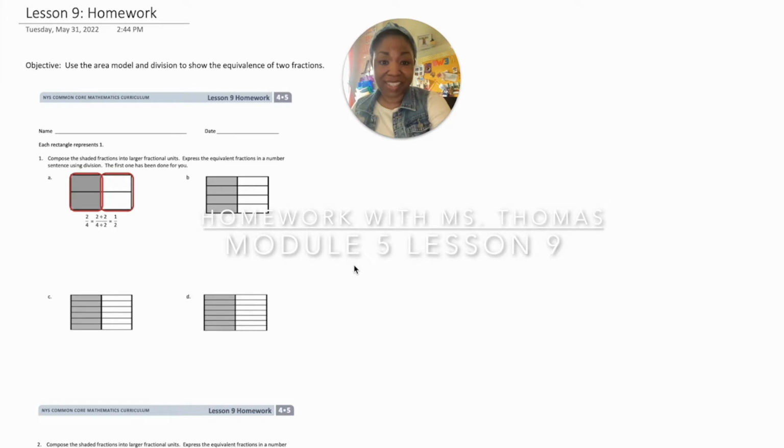I am Miss Thomas, and today we will be exploring Lesson 9 in Module 5. The objective is to use area model and division to show the equivalence of two fractions. Let's jump right into it.